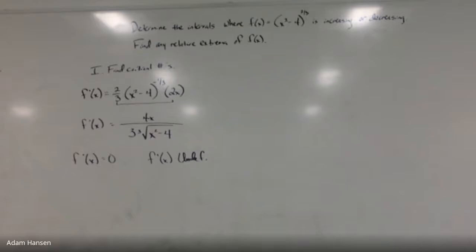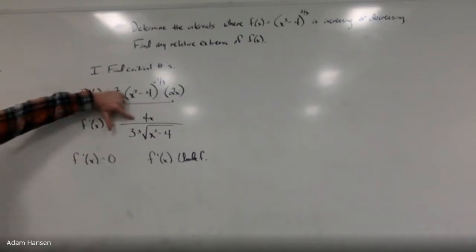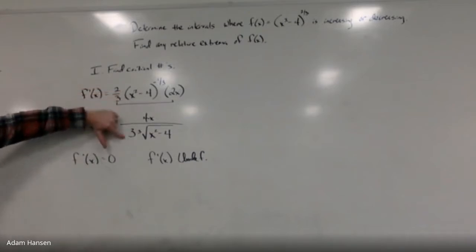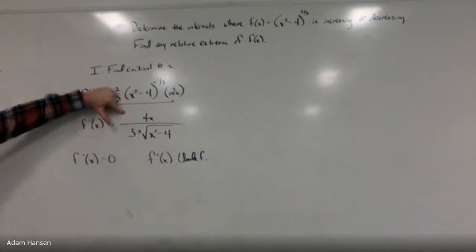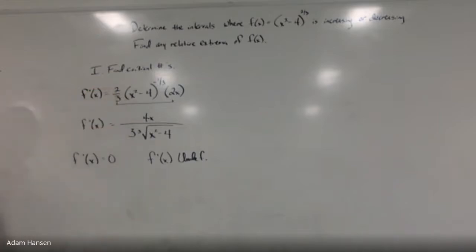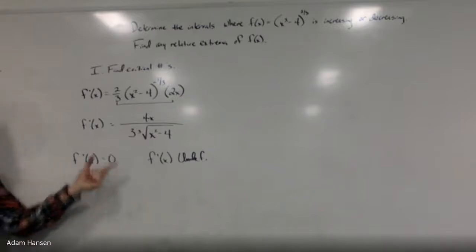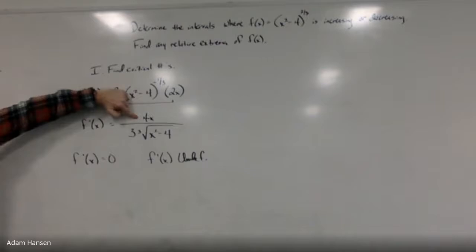0 divided by anything. What's that always equal to? 0. So as long as the top is 0, does it really matter what the bottom is? If I know the top is equal to 0, what does that guarantee? The whole thing is equal to 0, right? So I know my derivative is equal to 0 whenever the numerator in this rational function is 0.